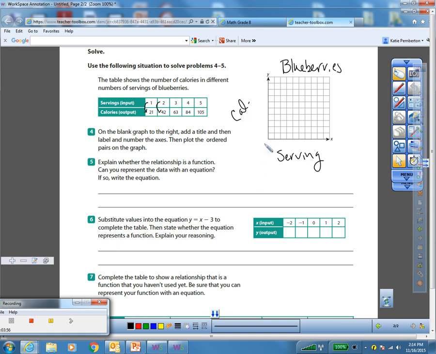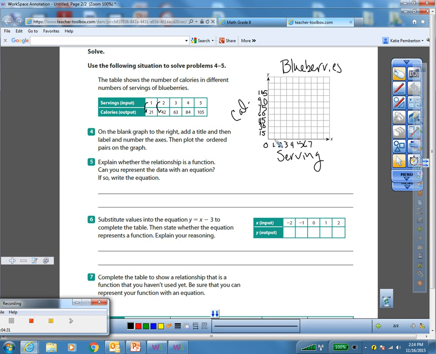And then we're going to go ahead and number our axes. So 0, and you can keep going there. And then we'll number, and I'm going to go by 15s here. And you can keep going from there. And then we'll go ahead and graph those, okay? So we're going to plot the ordered pairs on the graph.